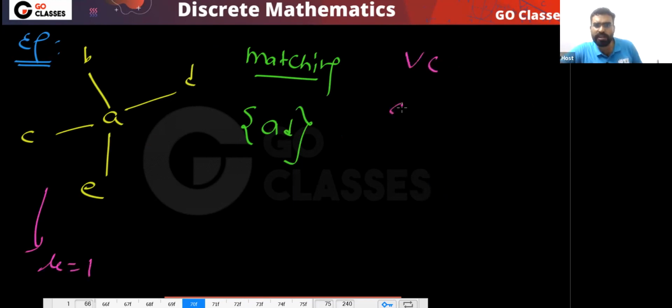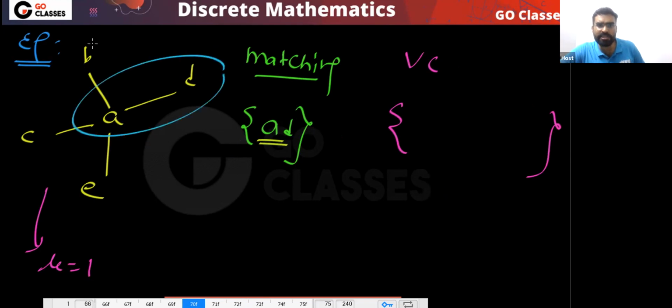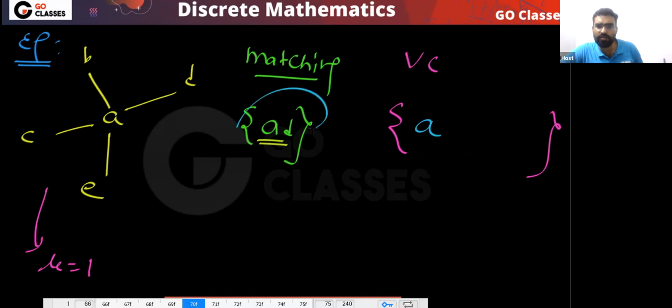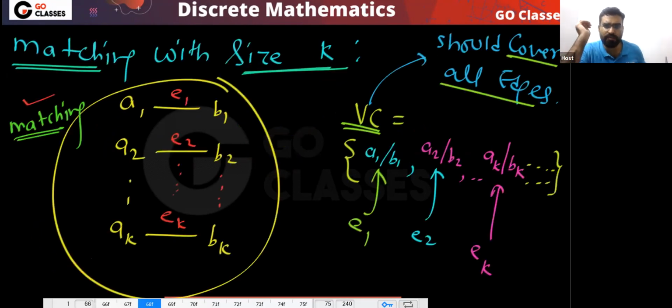So what can you say about vertex cover? Remember, this is your edge. To cover this edge, at least one of them we have to take. Okay, so let me take A, and this is enough. Now we have covered all the edges. So like this. Is this proof clear to everyone?